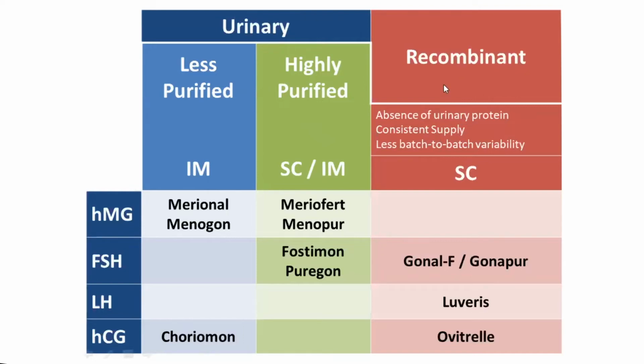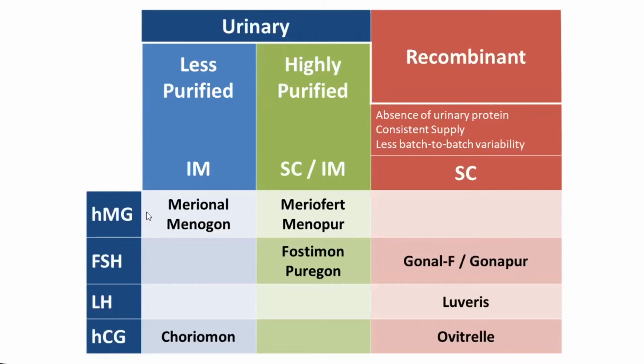The second advantage of the recombinant preparations is the consistent supply. We do not rely on women who give their urine to extract the gonadotropins from it. We rely on recombinant technology to synthesize such hormones, so we have consistent supply. The third advantage is the less batch-to-batch variability, which affects the efficacy. Urinary-derived gonadotropins are disadvantaged by having high batch-to-batch variability regarding the efficacy.